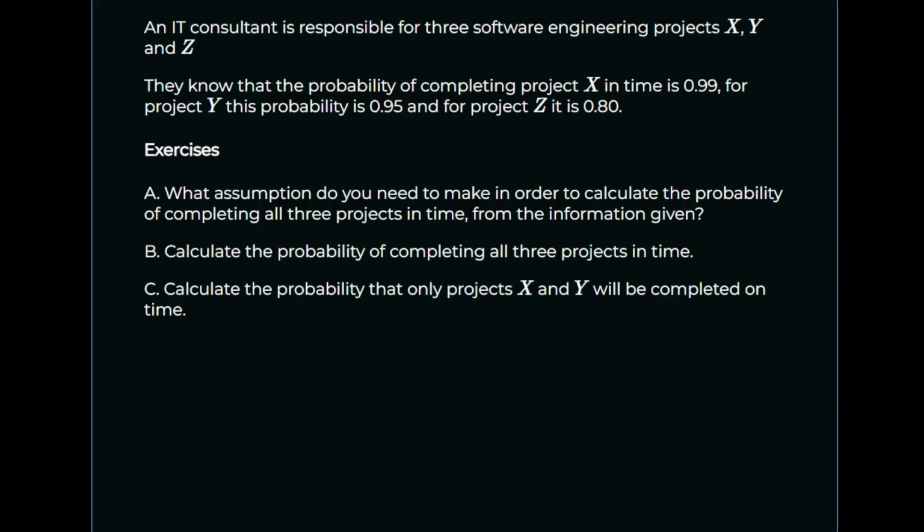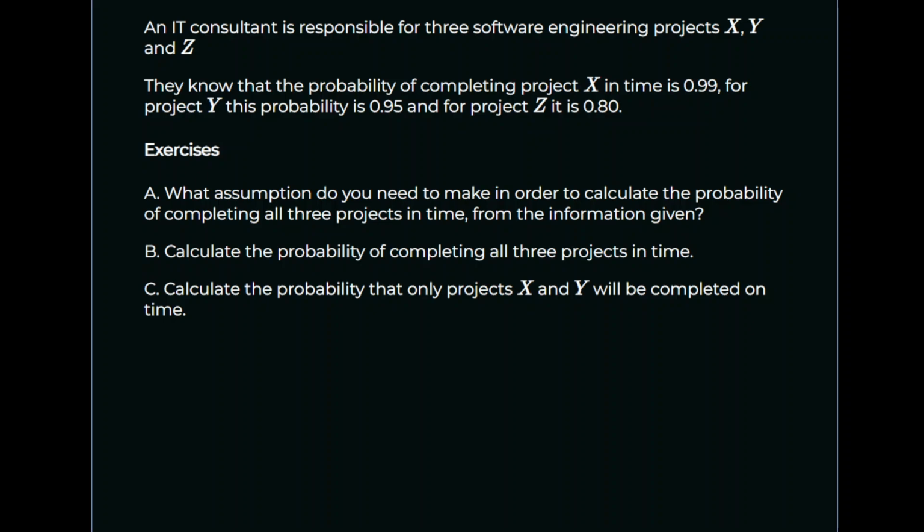Okay. So we have three exercises here. What assumption do you need to make in order to calculate the probability of completing all three projects in time from the information given? Calculate the probability of completing all three projects on time, and calculate the probability that only X and Y will be completed in time.